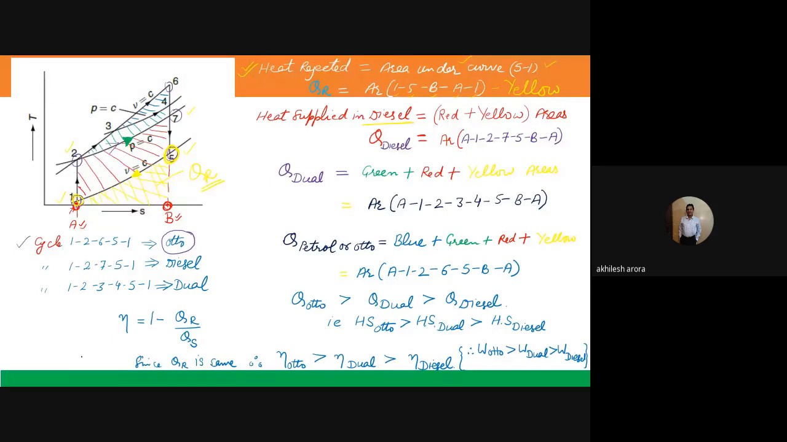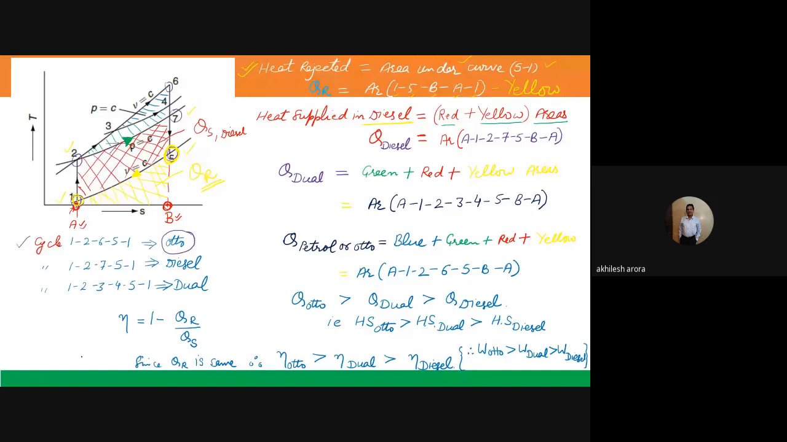So this is the area under the line 2 to 7, red plus yellow areas. Which is the red area? The red area, you can see it here. This one is the red area, and below it, we have the yellow area. So this red plus yellow area is the heat supplied in case of the diesel cycle. It includes the yellow area also. Don't forget that.